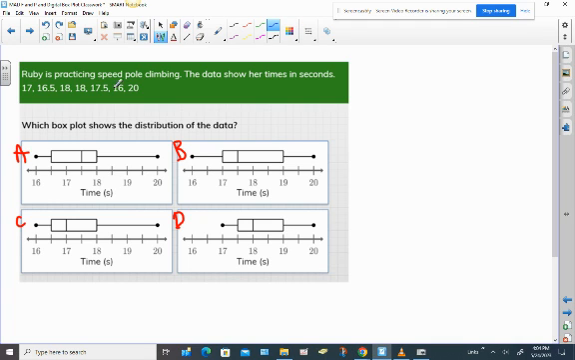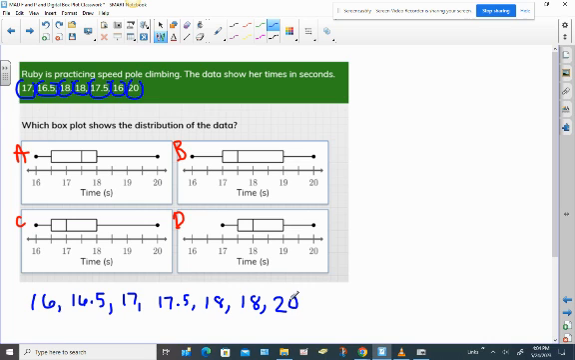So if we look for the lowest number in the set, scanning it, it appears to be the number 16. So I'm going to circle that and I'm going to write it down. Let's put it down here actually. 16. The next number would be 16 and 5/10. The next number after that would be 17. The next number after that would be 17 and 5/10. After that, 18. Another 18. And then finally 20.